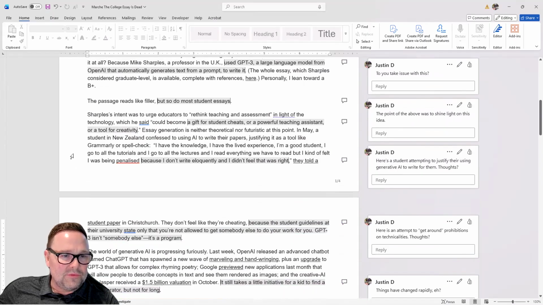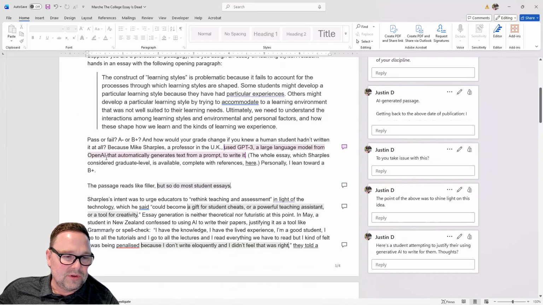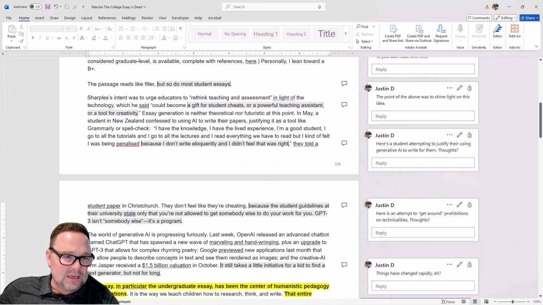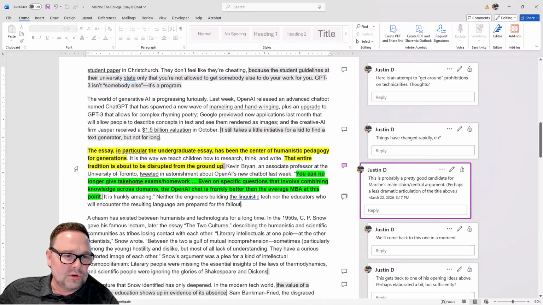So basically, all we've done so far is we're just sort of getting into the discussion. Here's a bit of an attention grabber, setting the stage, more contextualizing, as we talk about with our own writing projects in our class, contextualizing, contextualizing. And here we're sort of getting into what might be considered the thesis statement area. I've highlighted a passage here. The essay, in particular, the undergraduate essay, has been the center of humanistic pedagogy for generations.